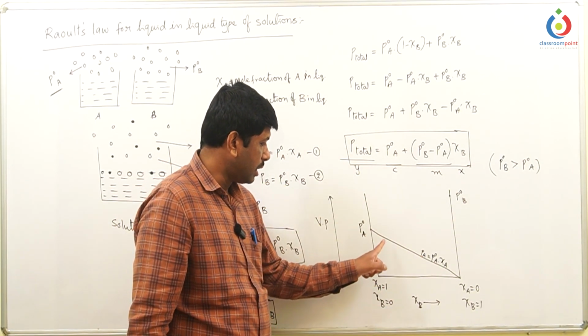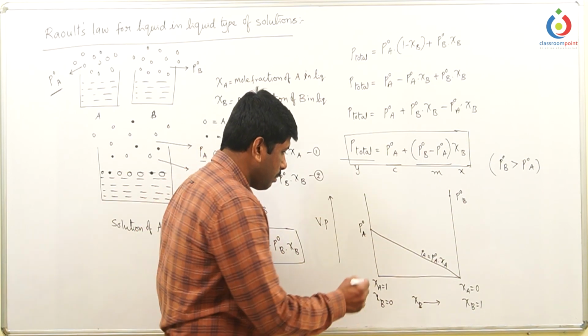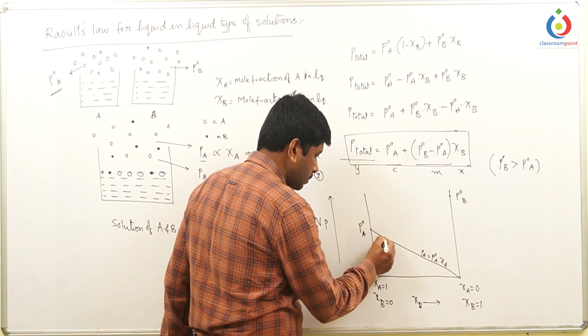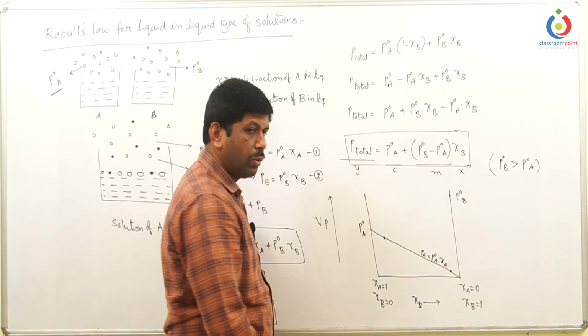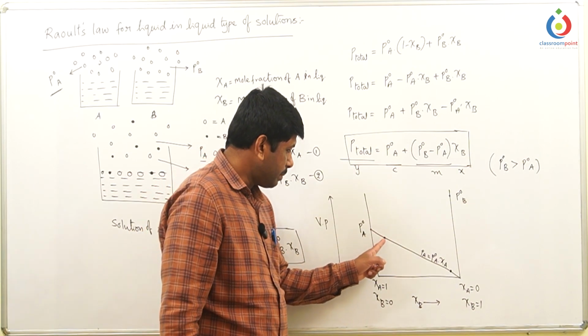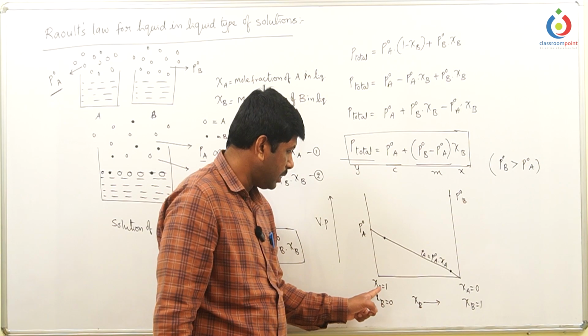So it clearly says that if you want to calculate the partial pressure of A at this particular point, and at this particular point, let us take 2 points. So at this particular point, partial pressure of A is high. Why? Because mole fraction of A is high.